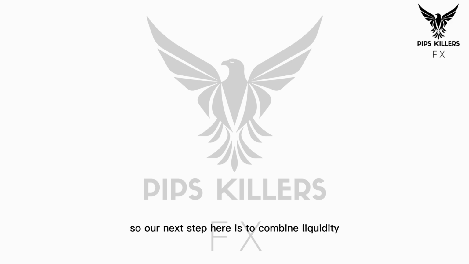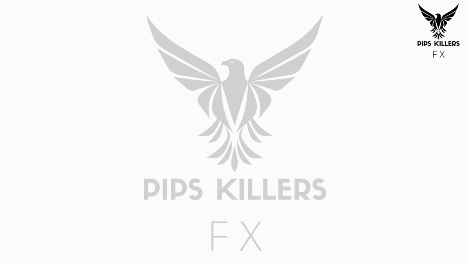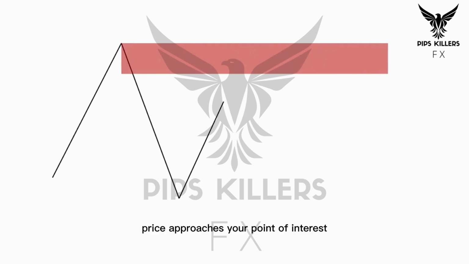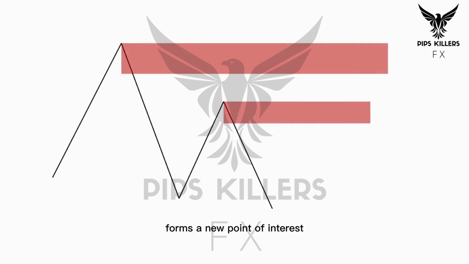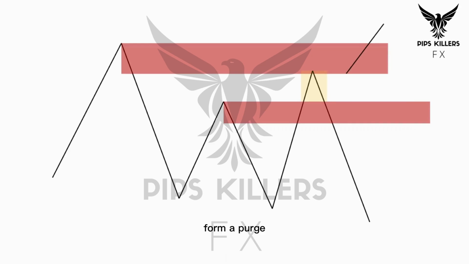Our next step here is to combine liquidity and order blocks. And how are we going to do that? We're going to do that through inducement. So what is inducement? You have your point of interest. Price approaches your point of interest but does not make contact and reverses, forming a new point of interest. Now what price would do is blow through your new point of interest and go back to the initial one, react from it, and form a purge.